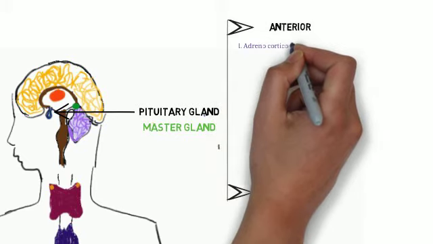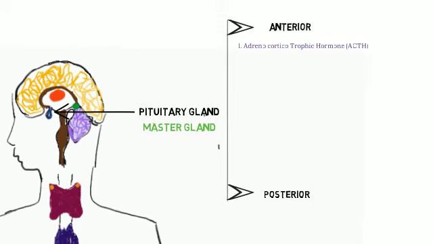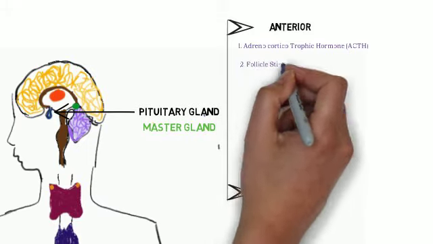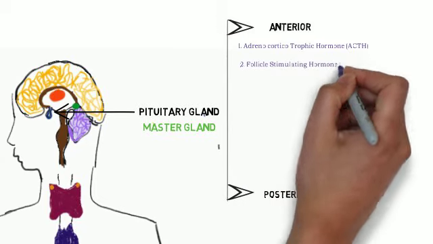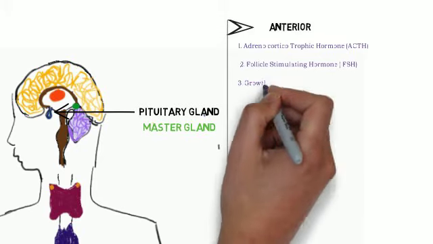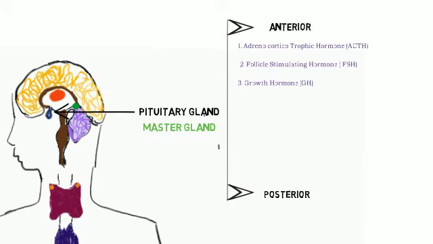From the anterior part, mainly 6 hormones. Namely, Adrenocorticotropic Hormone, that is ACTH, which acts on adrenal glands to synthesize corticosteroid hormone. Number 2, FSH or follicle stimulating hormone, which helps in maturation of graafian follicles in females and spermatogenesis in males. Number 3 is the growth hormone or GH, which is chiefly responsible for growth and reproduction.